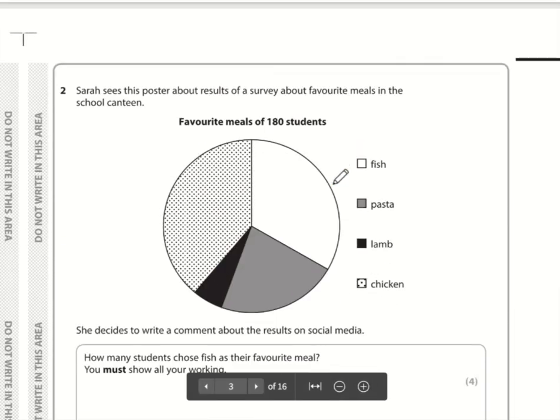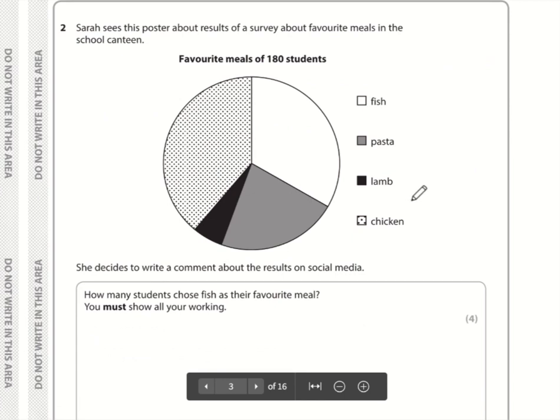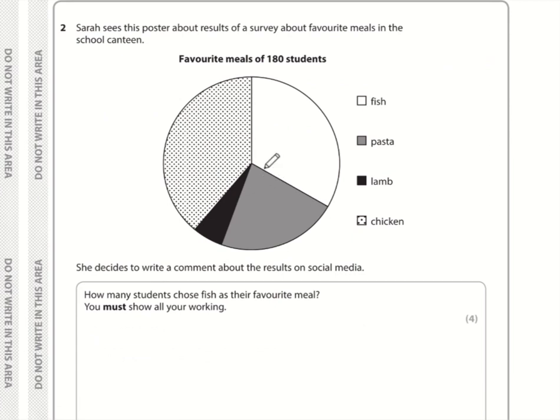So for this question, it's very difficult for me to demonstrate here, but you need to measure this angle here because we're interested in the fish, and the fish is the white part. And if you measure this, then you should see that that is 120 degrees. Now, 120 degrees is exactly 1/3 of the full 360 degrees.